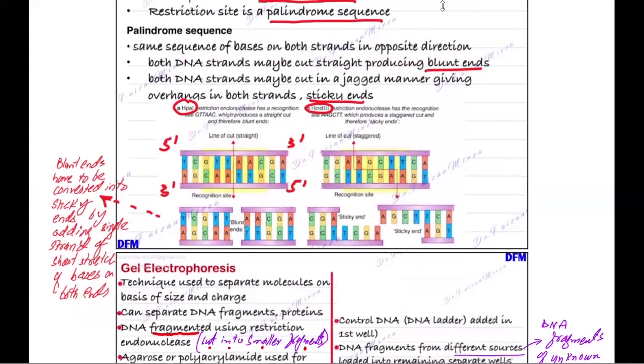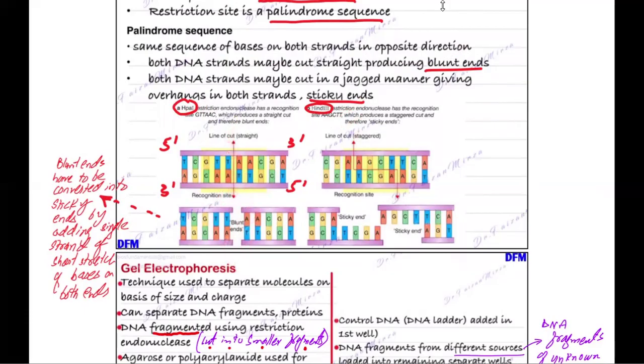For example, there is a particular restriction enzyme that produces a straight cut. There can be another restriction enzyme that produces, you can say, a jagged cut. Now, in both these cases, when the line of cut is straight, this ends up producing two ends which are blunt ends. Blunt end means there is no overhang being produced. It's just the phosphodiester bonds have been cut on both sides.